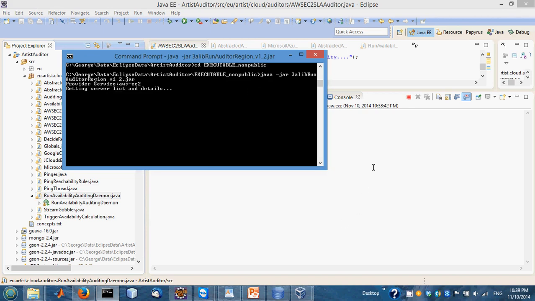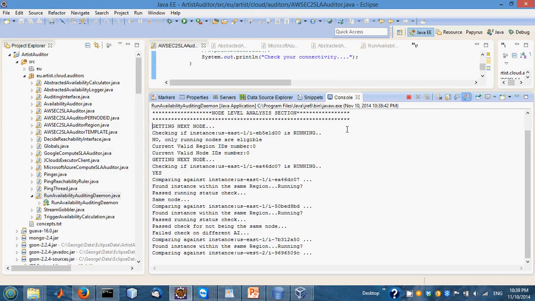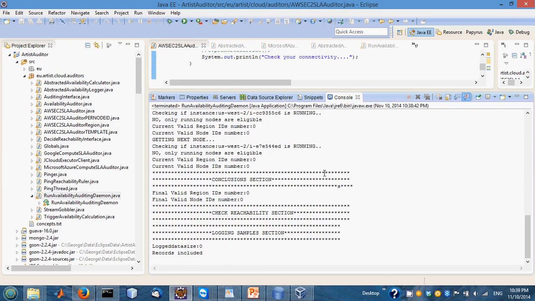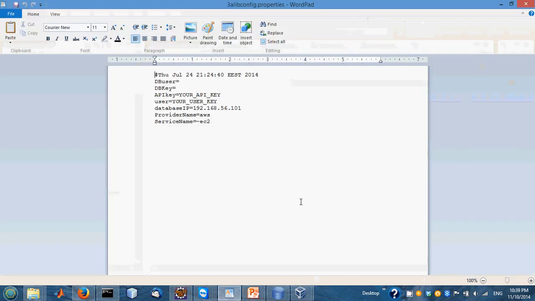We have disabled the daemon functionality in the Eclipse environment in order to check out the printouts. Also, a necessary requirement is that it needs to have a properties file that needs to contain a certain amount of information. This includes the logging details in the provider, basically the IP key and the user key that are issued by a cloud provider for a specific user to make API calls.